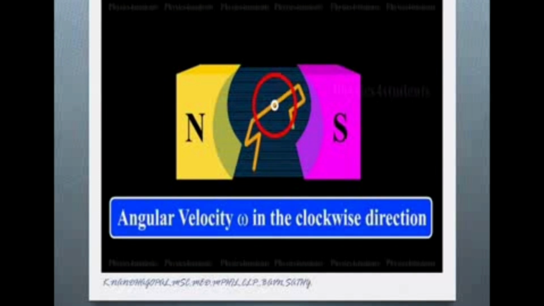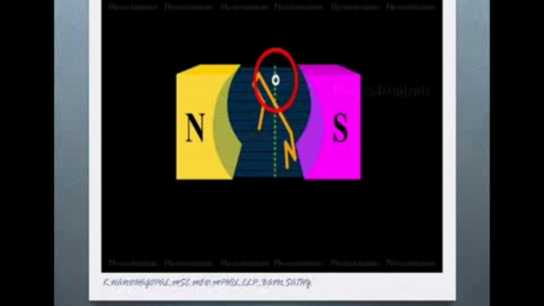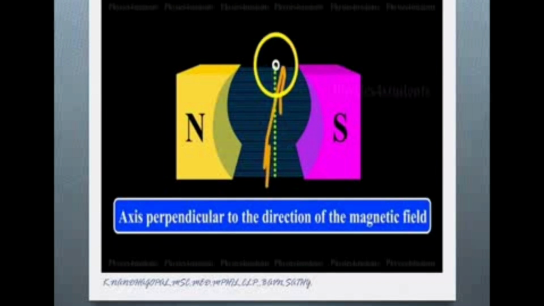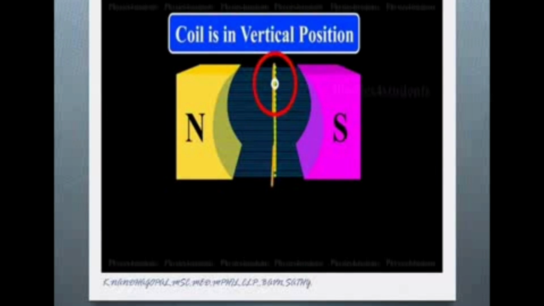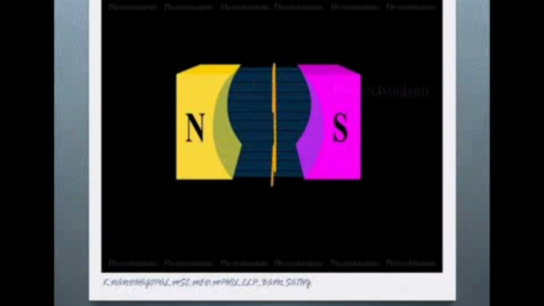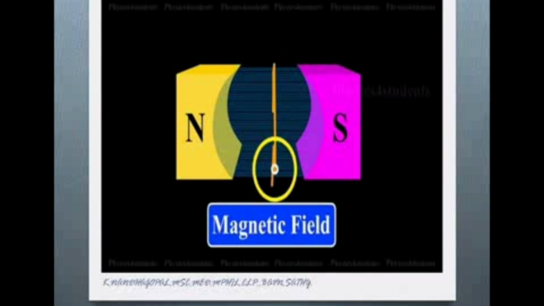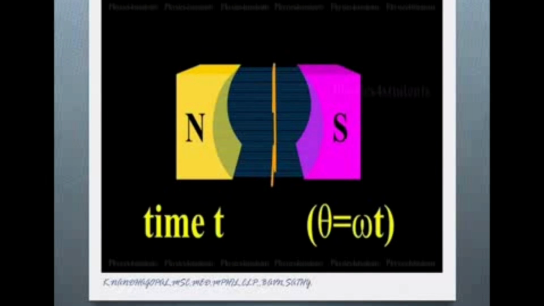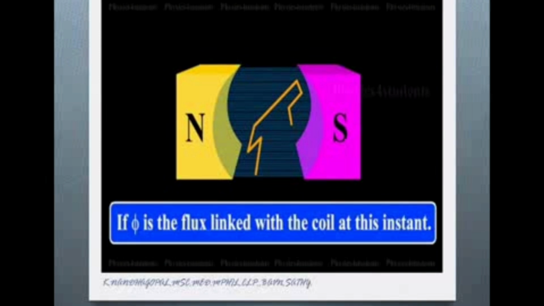So it is moving like this, with angular velocity omega in the clockwise direction. You know that rotational motion has the angular velocity omega. When the coil is in the vertical position, perpendicular to the magnetic field, the induced EMF becomes 0. Already you know that. Time period T, angle theta: omega equals theta by T, so theta equals omega T.